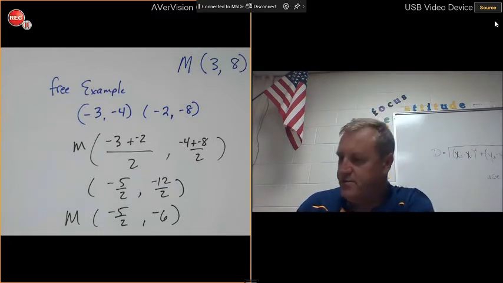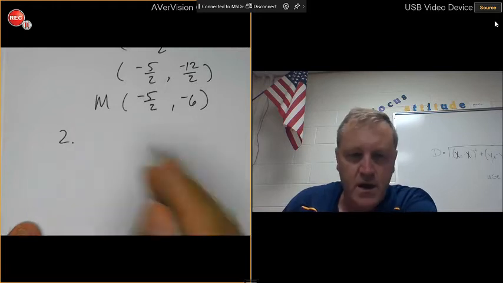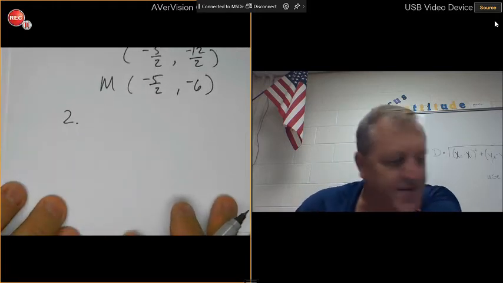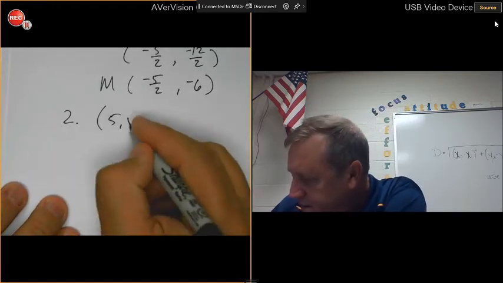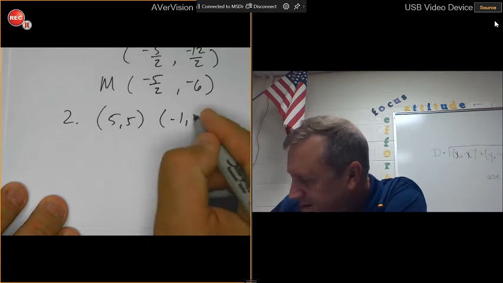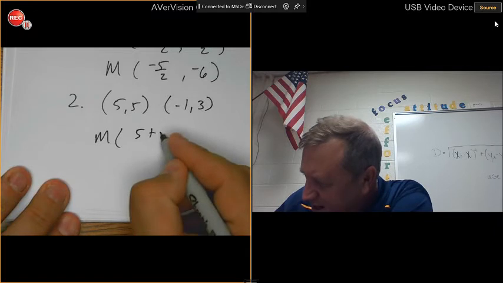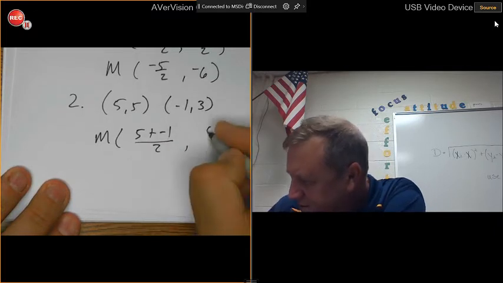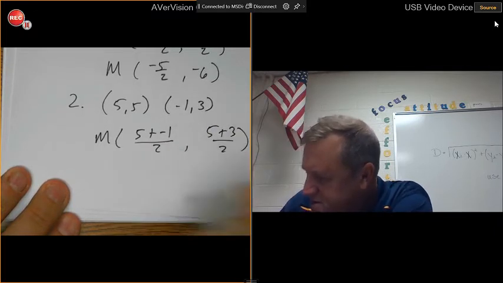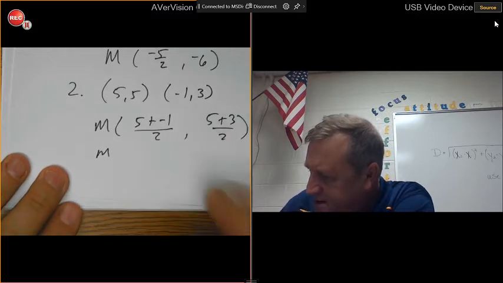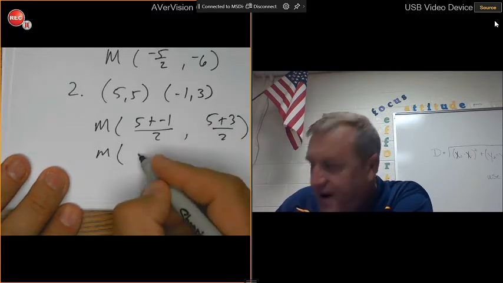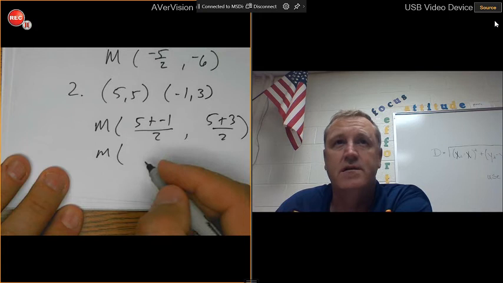Number 2. Let's do that one real quick. It says 5, and -1, 3. Five plus -1 over 2. 5 plus 3 over 2. We add them and we divide by 2. Midpoint. 5 plus -1. What's that, Lily?